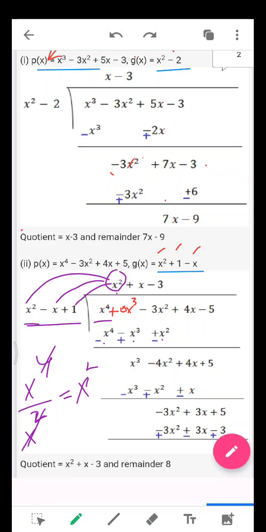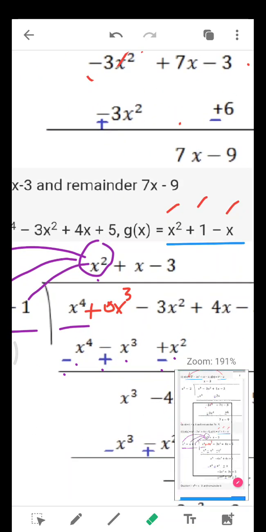Then changing the sign, which is a very important concept, very important part. So plus x power 4 becomes minus, x cube becomes plus, x square becomes minus, changing the signs. So the new signs must be considered, ignoring the old ones. Now I have changed the sign.